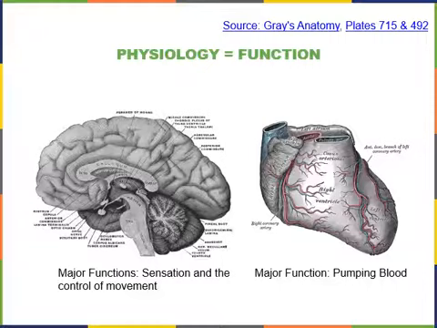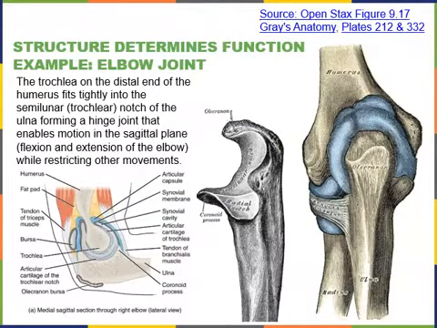Similarly, if someone has a stroke, that is a loss of blood supply to part of the brain, then we can see an impairment in sensation or the control of movement. Some aspect of the cognitive functions that the brain performs will be impaired if there's damage to the brain. And so a grand theme in the field of anatomy and physiology is that structure determines function.